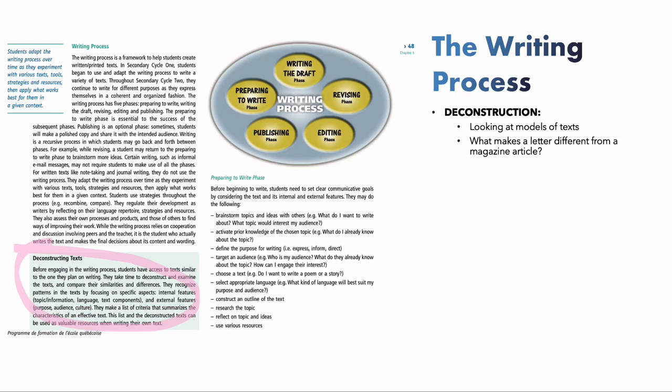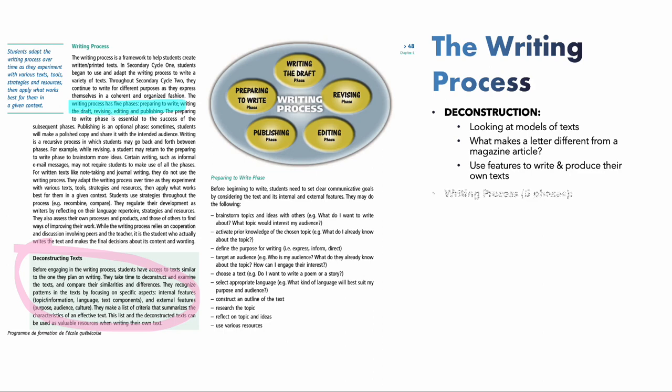What makes a letter different from a magazine article? How is it different in the kind of content that's in there, in the kind of vocabulary and syntax and even verb tenses that are different? And even, what's in a magazine article that's not in a letter? Why do we have images? Why do we have titles? These are called text features. So we really take some time to dig into those features and understand them, and then use that understanding to write and produce their own texts.